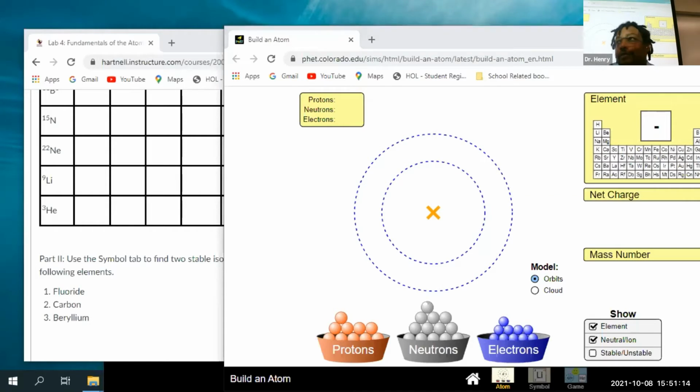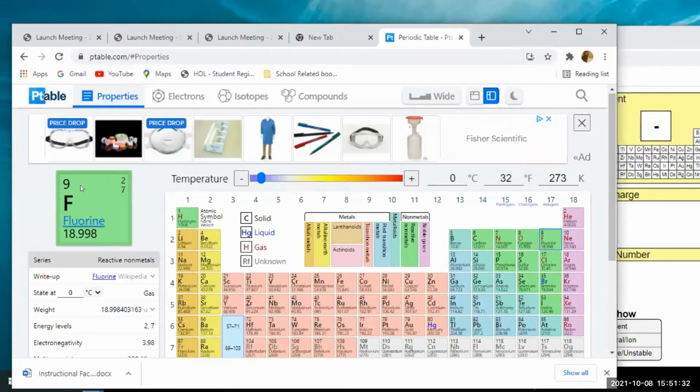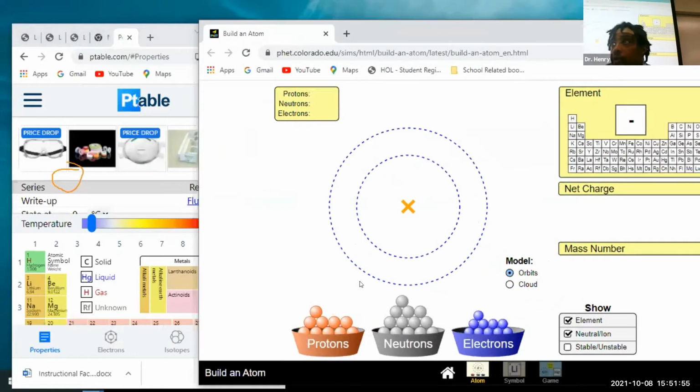Let's pull up our periodic table. You guys know you can go to P-Table. P-Table is located right here at ptable.com. There's also a link in my syllabus. Okay, so it has how many? This here represents the atomic number up top. It's right here. 9, that's right. Okay, so we want to put in 9.